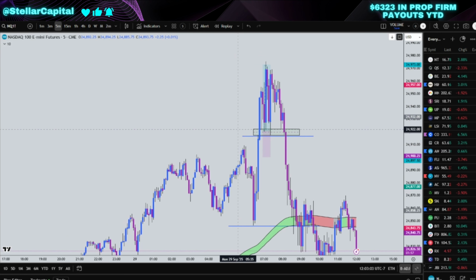And it's really nice because we're literally just setting limits on the fair value gap. And if it hits it, it hits it. And if it doesn't, it doesn't. And so it's a lot more patient. You're really waiting for that to come down.